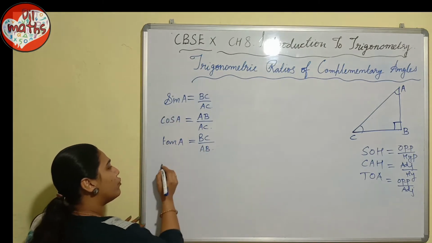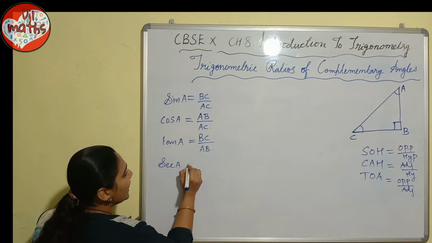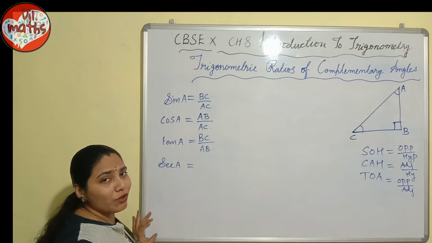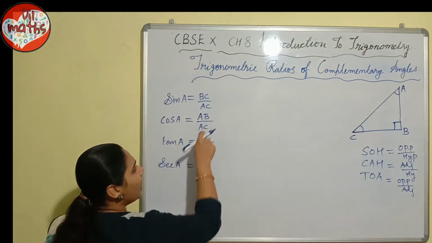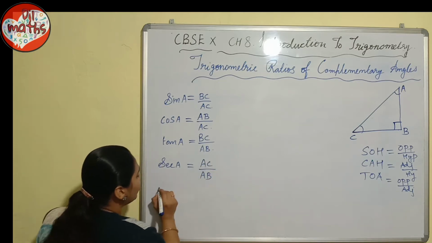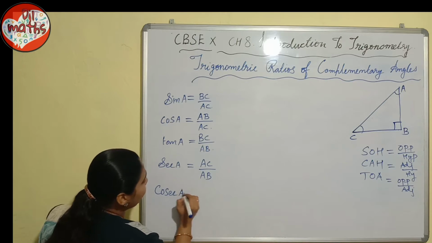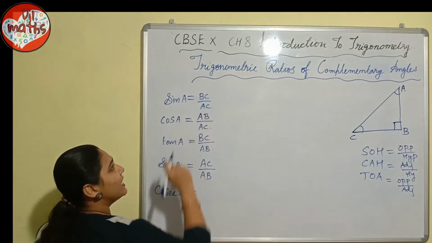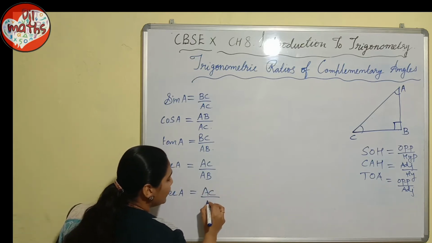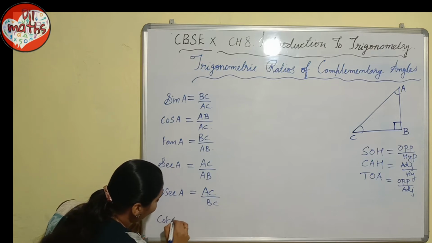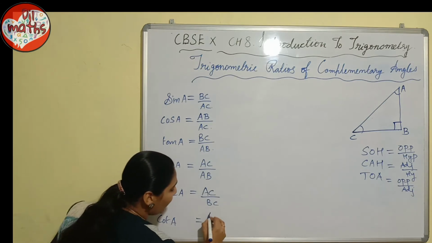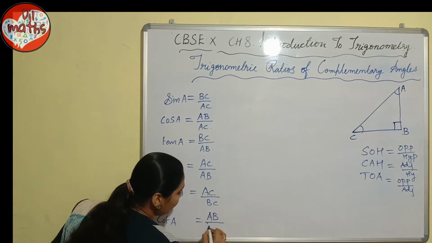Okay, then we have to find sec A. Sec A is equal to, what is sec? Reciprocal of cos A is equal to sec, isn't it? What is cos A here? AB by AC. So the reciprocal of that is AC by AB. And cosec A is the reciprocal of sin A. Here sin A is equal to BC by AC. If you take the reciprocal, you will get AC by BC. And the last one is cot A. Cot A is the reciprocal of tan A. Tan A is equal to BC by AB. Taking the reciprocal, you will get AB by BC.